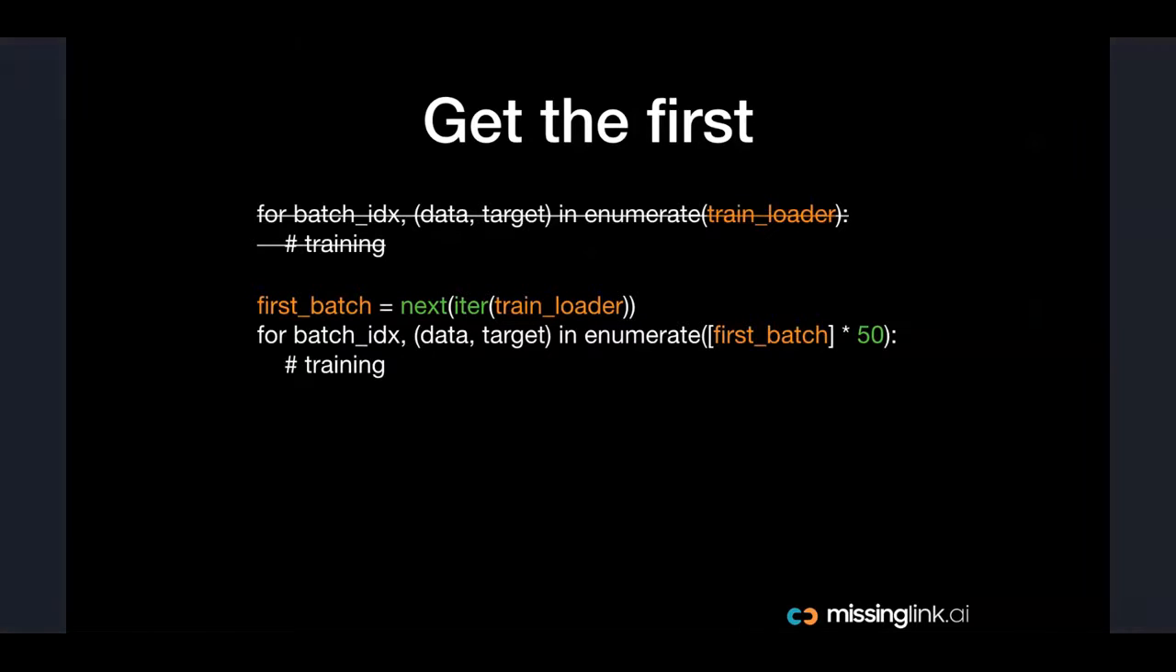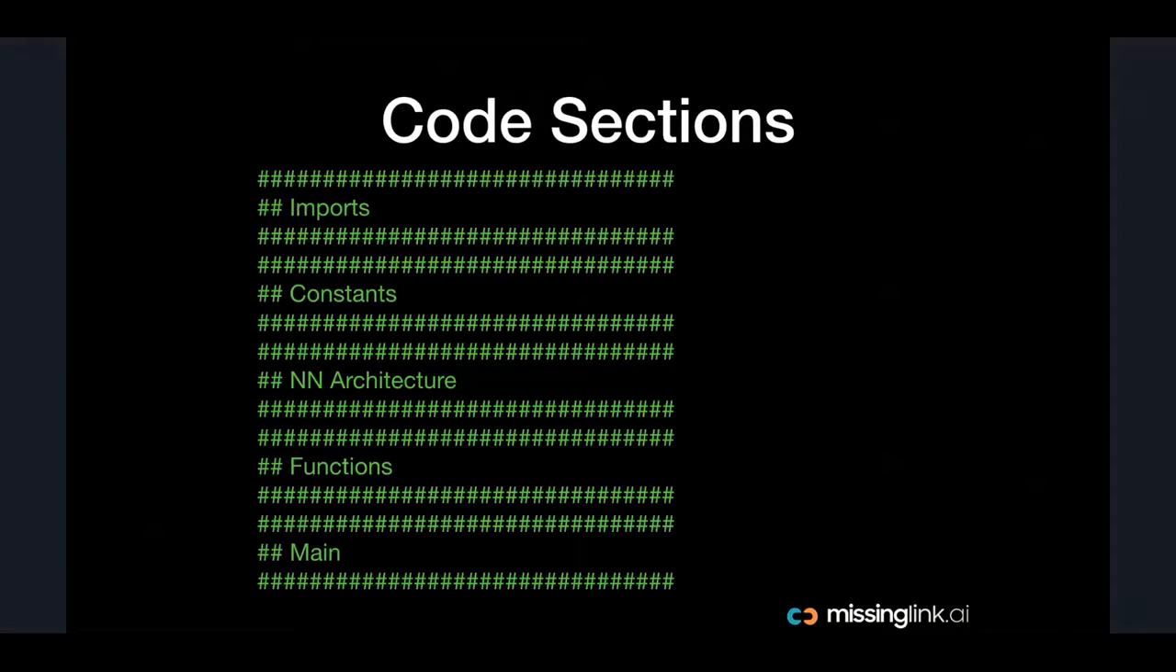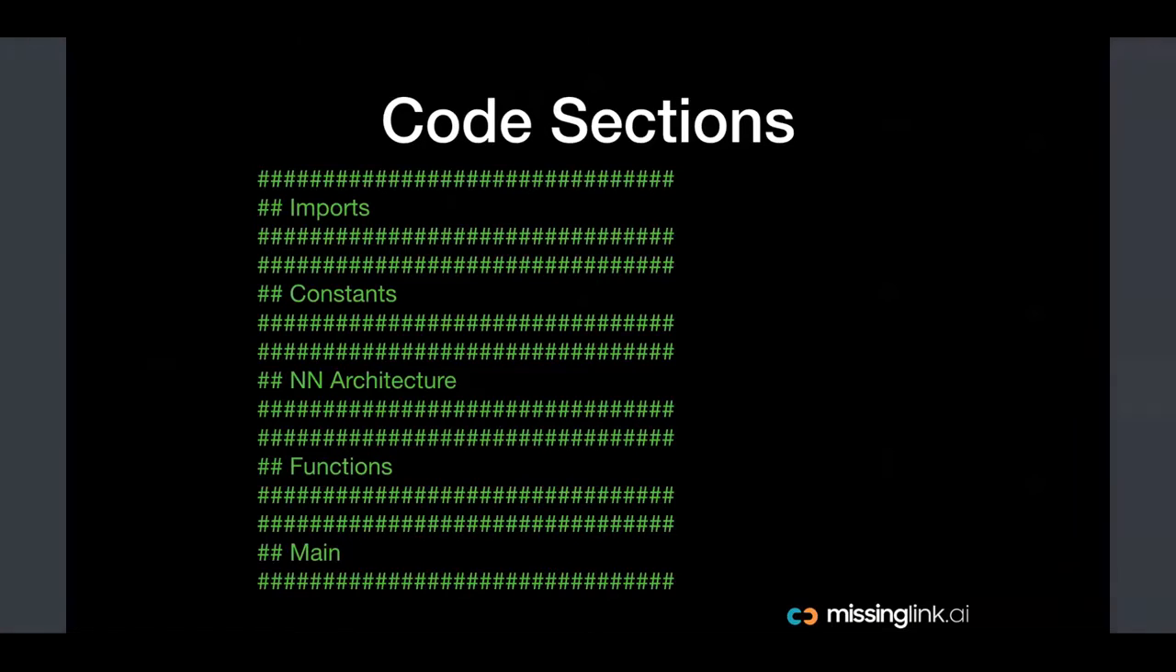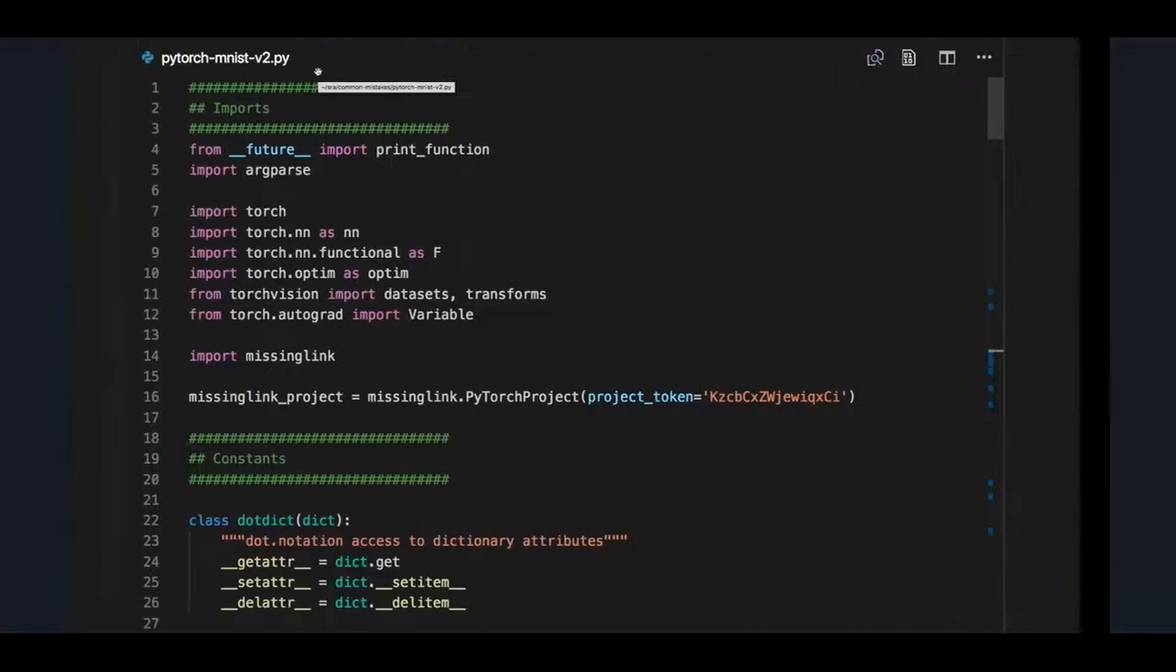And now I'm going to jump into some code. So just so you know, it is an MNIST example, the hello world of deep learning. And this is the general code structure. At the top there's going to be the imports, then the constants, the neural network architecture, followed by functions, and finally the main function. So let's go into the code. We're going to jump into Visual Studio Code right now.